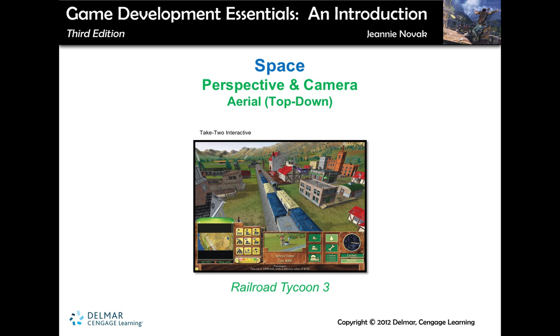Then you have what's called aerial or top-down. That's where the player looks down on the game. So something like Legend of Zelda or Pac-Man, the player is looking down on the game and can see the area that they're in right there. They can't see the entire world, but where they're looking down on it.